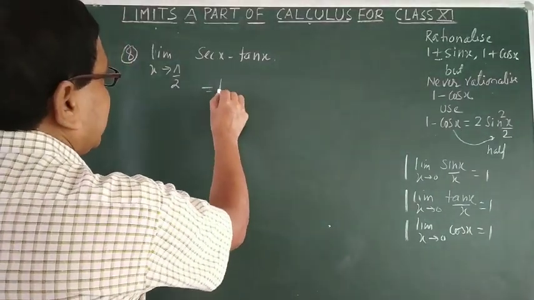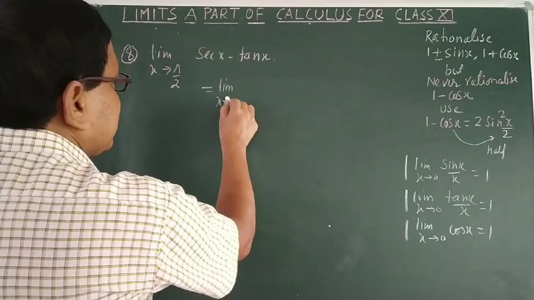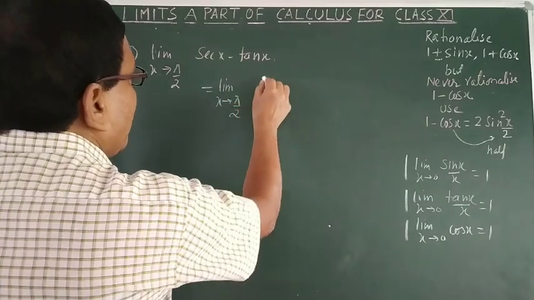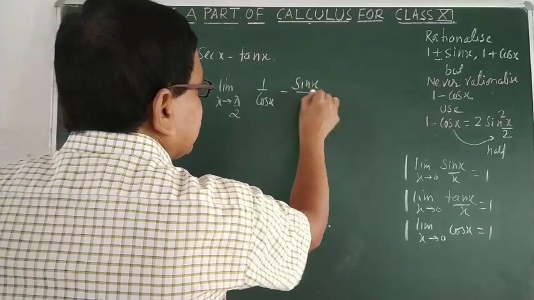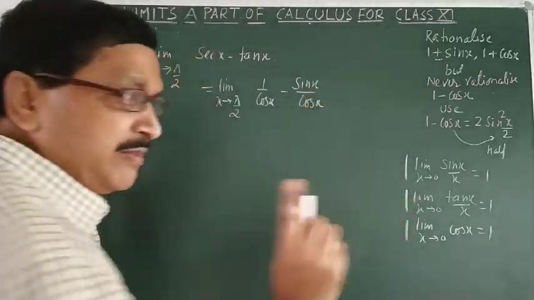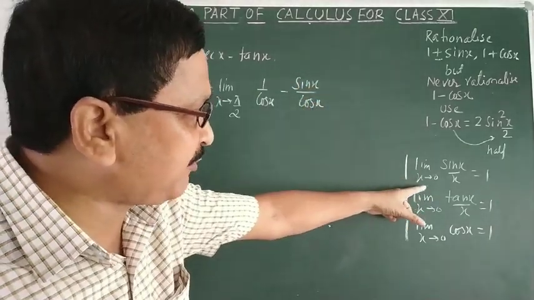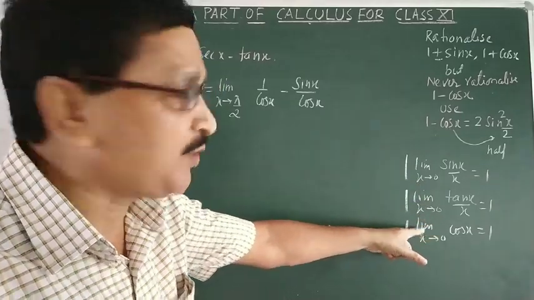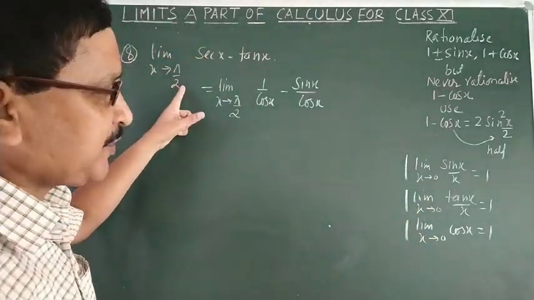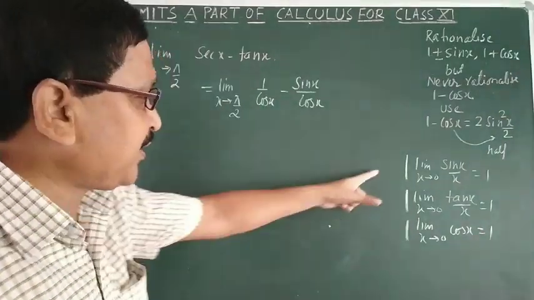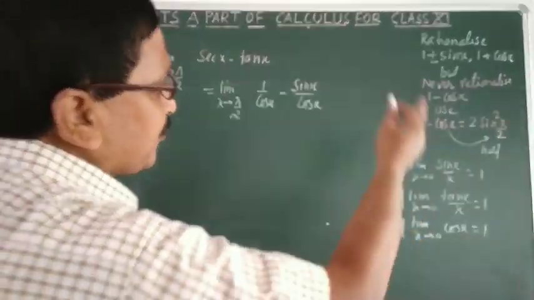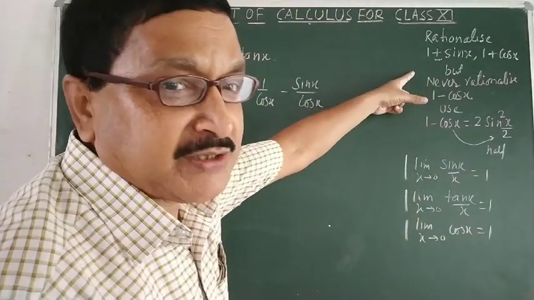So let us convert: limit x tends to pi by 2, 1 by cos x minus sin x by cos x. Also remember students that the formula is available for x tending to 0, but here x is tending to pi by 2. So the formula does not work. Remember this. This formula does not work here.